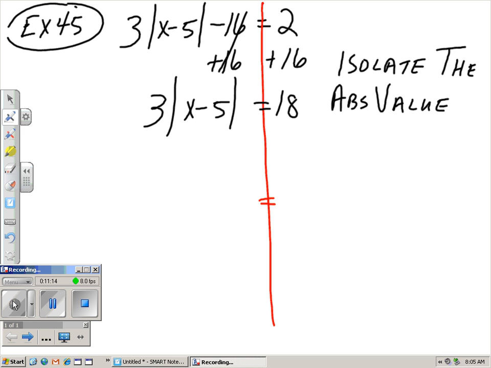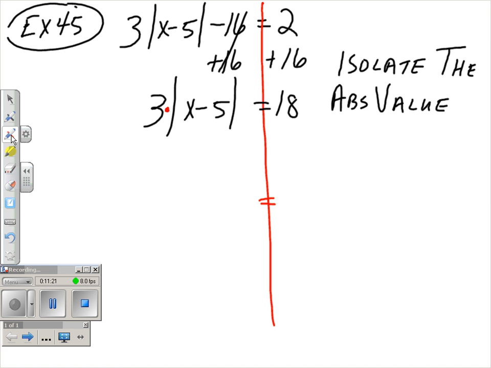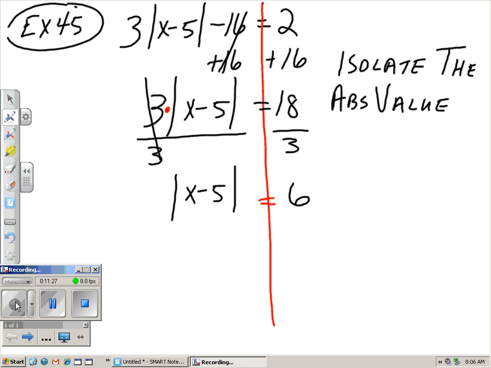Alright, here's where I am so far. Now how do I get rid of that 3? Remember, anytime a number is next to a parentheses or a bracket or anything, that's multiplication. So to get rid of a times 3, I'm going to divide by 3. Alright, here's where I'm at. Absolute value of x minus 5 equals 6.